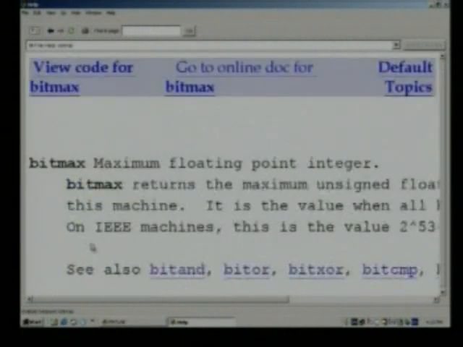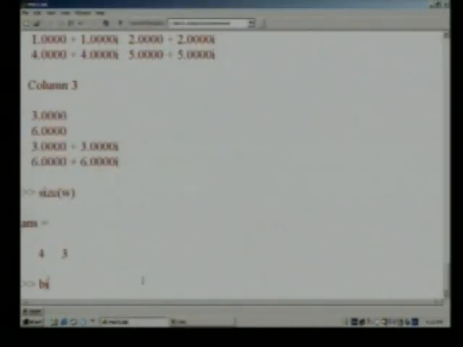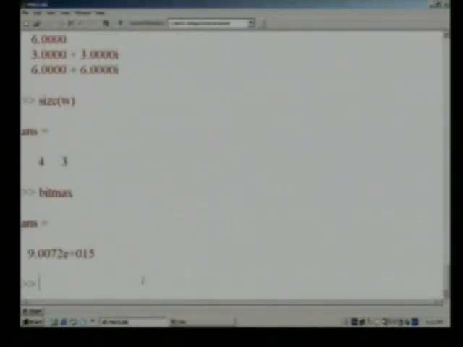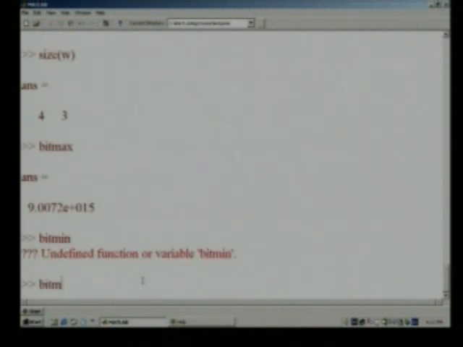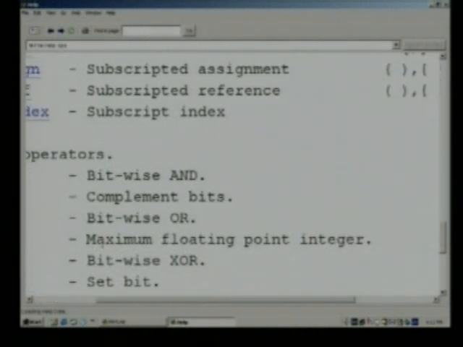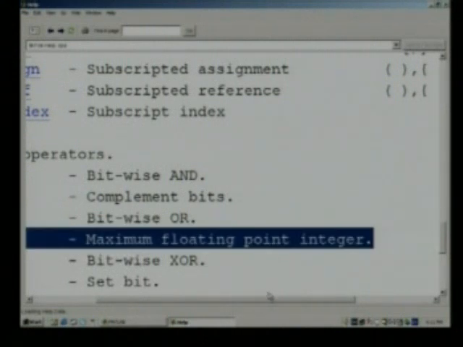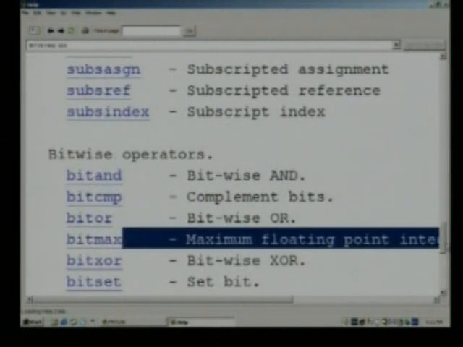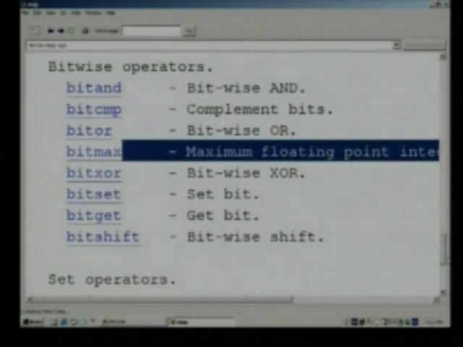Bitmax is not an operator. It will give you the maximum floating point number. This is just a variable. You can write bitmax, you see. So that gives you the maximum floating point number. See, it is 9.0072 into 10 to the 15. That is the maximum floating point number. What is the minimum floating point number? It is not there. So this is the maximum floating point integer. That means the integer which is represented in the floating point format. So you can add and subtract floating point numbers from it.